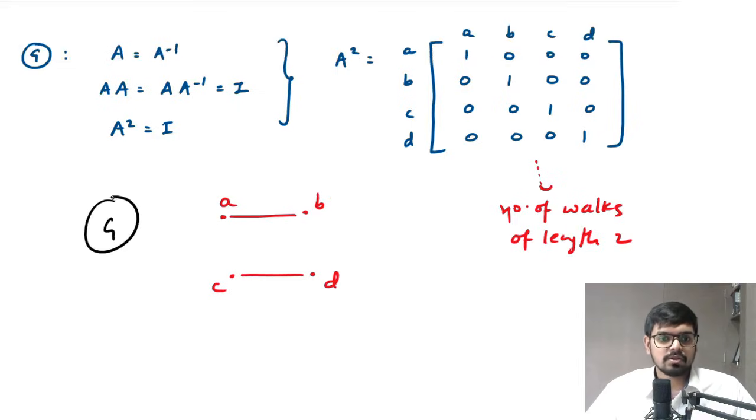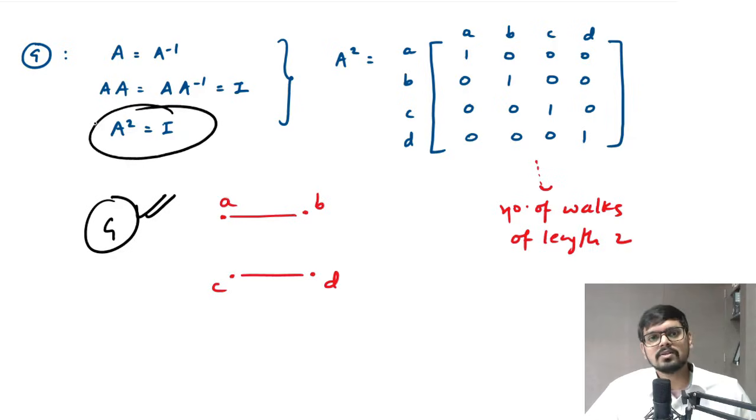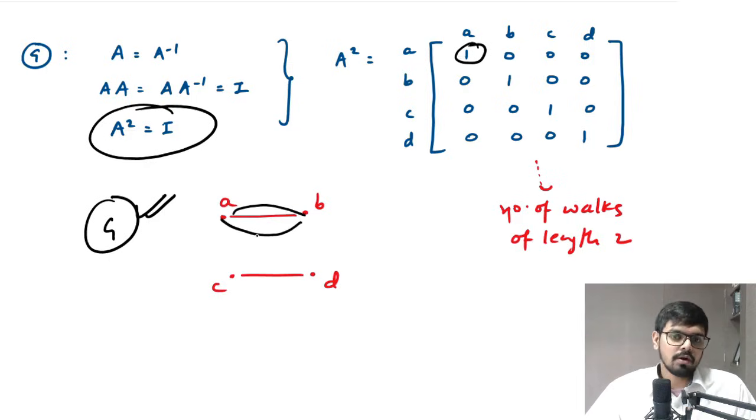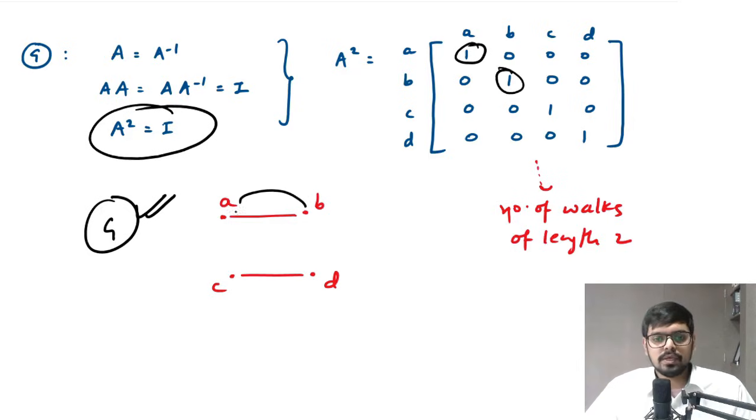So yes, we have such a graph. A graph exists which satisfies this condition, A square is I. Check here. A to A, only one such walk of length 2. Yes, A to B, B to A. Only one walk of length 2. B to B, only one walk of length 2. B to A to B.